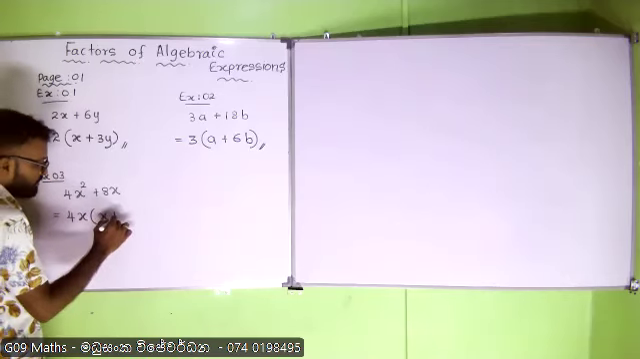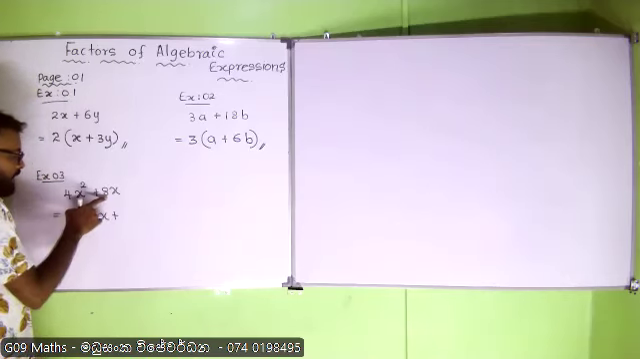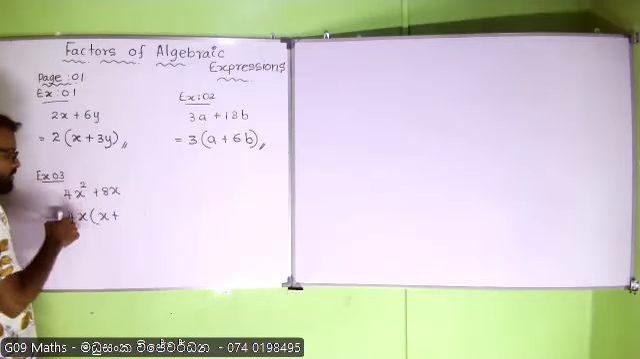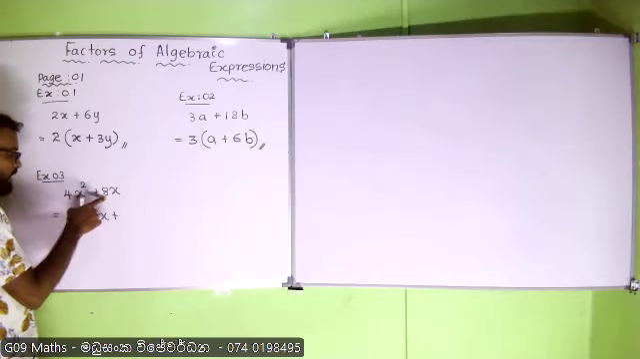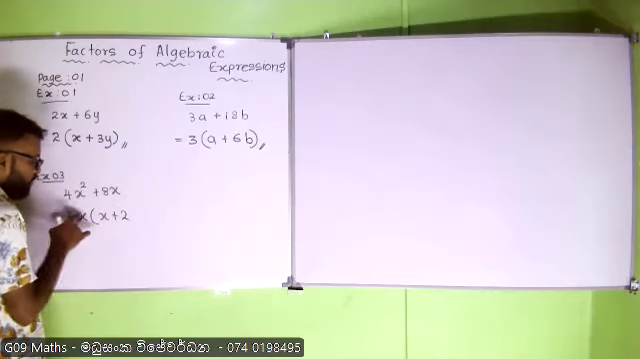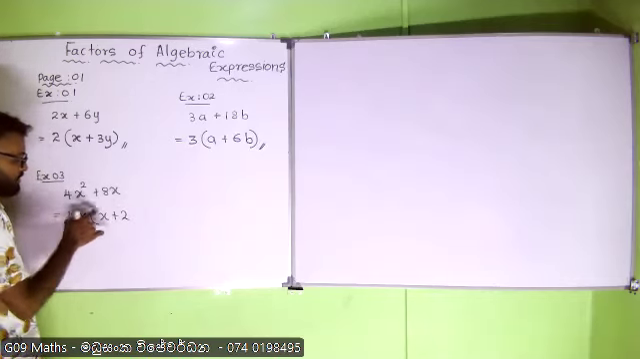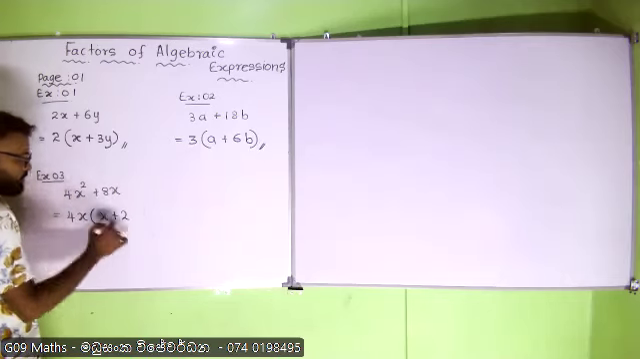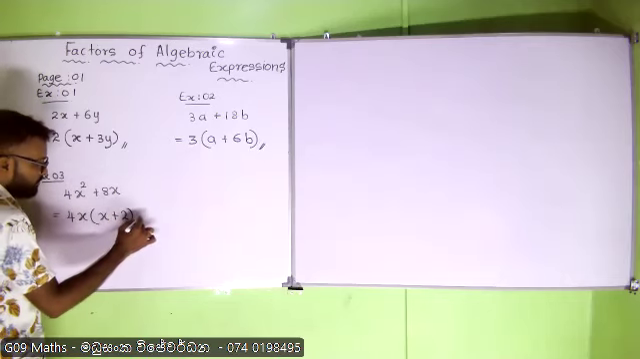Here I have plus. If you are going to take 4 out from this 8, 8 divided by 4 is 2. And you have already taken x out. So this is the remaining term.